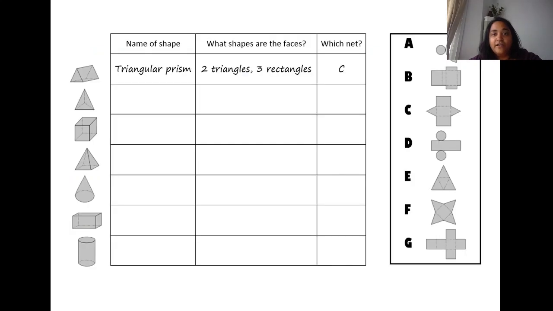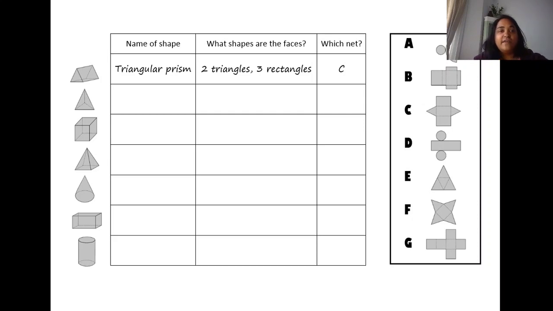So, 2 tasks. First one is this. You can copy this table into your books, and I'd like you to match up the name of the shape that's on the left. Okay, there's a couple that we haven't talked about, but I'm hoping that you will recognize them. And then I'd like you to think about how to unfold that 3D solid. So that first one, the triangular prism, I've done for you.